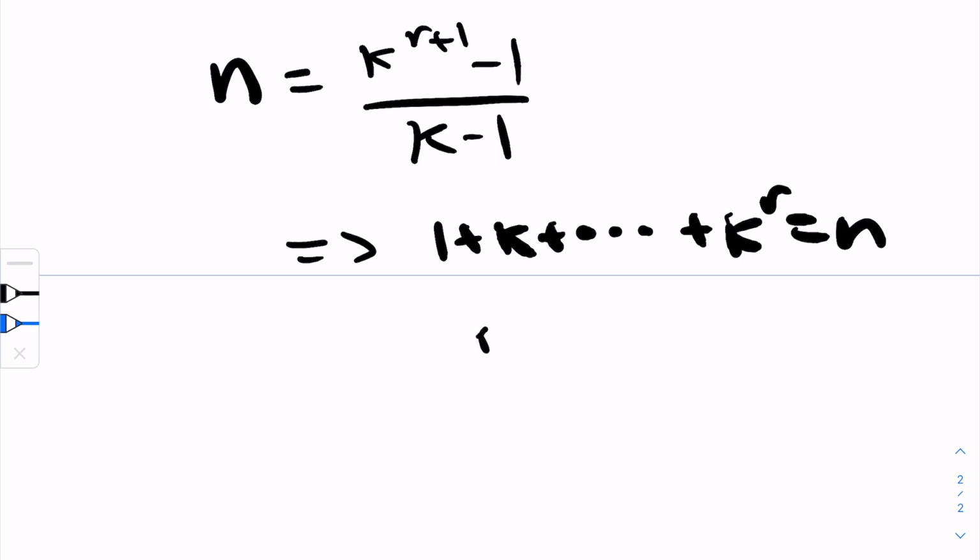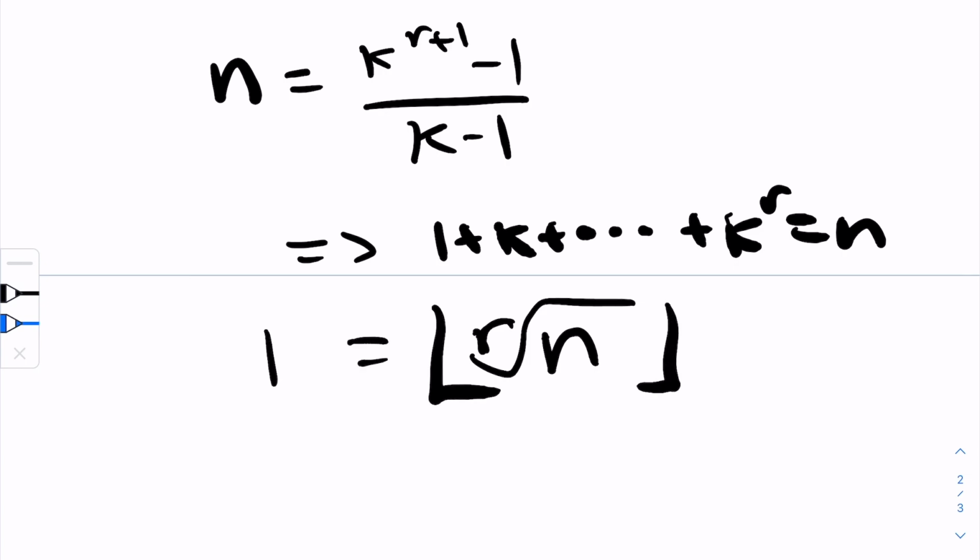So what can we do with this information now? That means we can take the rth root of n, and the floor of this will be equal to k. And the reason for this is that the binomial expansion of k plus 1 to the r will be greater than 1 plus k plus k squared all the way to k to the r. If I take k plus 1 to the r, this will be 1 plus k choose 1 times k plus k choose 2 times k squared plus k choose 3 times k cubed and so on, which will be greater than n.